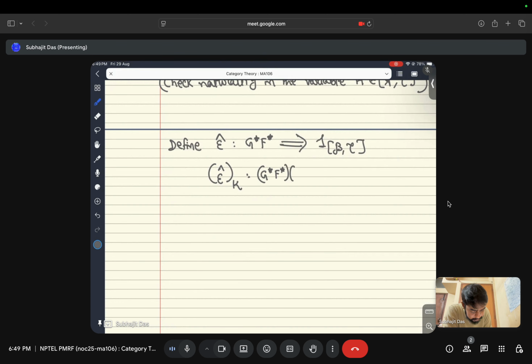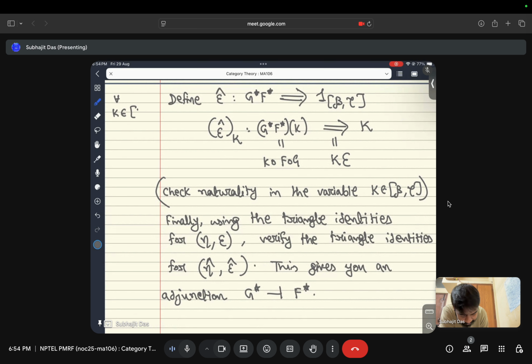Okay, so I'll just mention one thing here. For all objects H in A comma C, we define eta hat at H in this way, and for all objects K in B comma C, we define epsilon hat at K in this way.